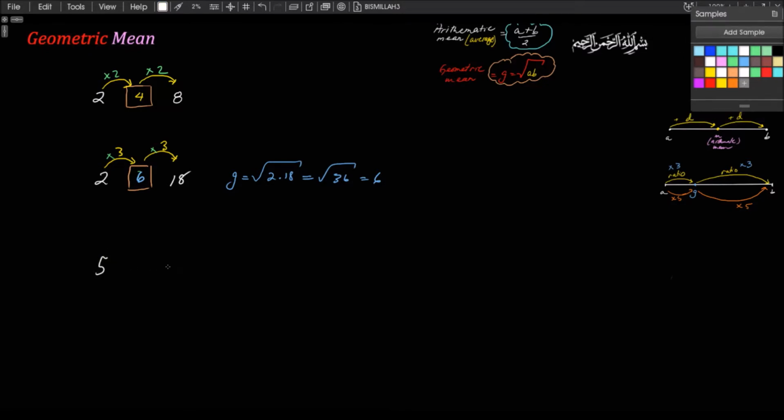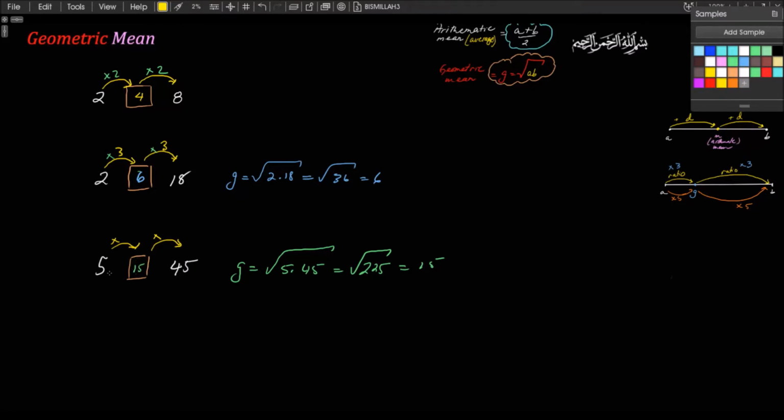Say 5 and 45. Here again, I want to find the geometric mean so that whatever the multiple is from here to here, it's going to be the same multiple from here to here. Okay, I'm just going to do the formula here. It's going to be 5 times 45, and then I'm going to have to take the square root of that. It's 225, and the square root of 225 is 15. So the geometric mean here is 15.